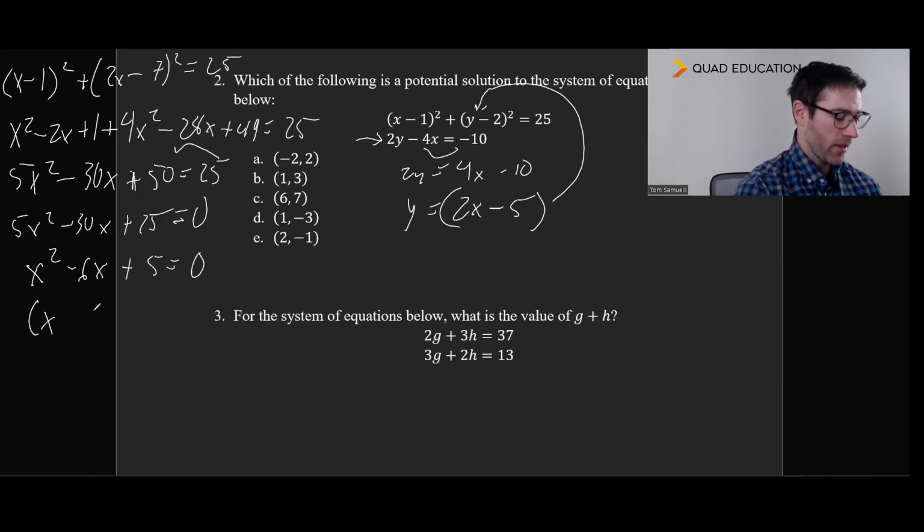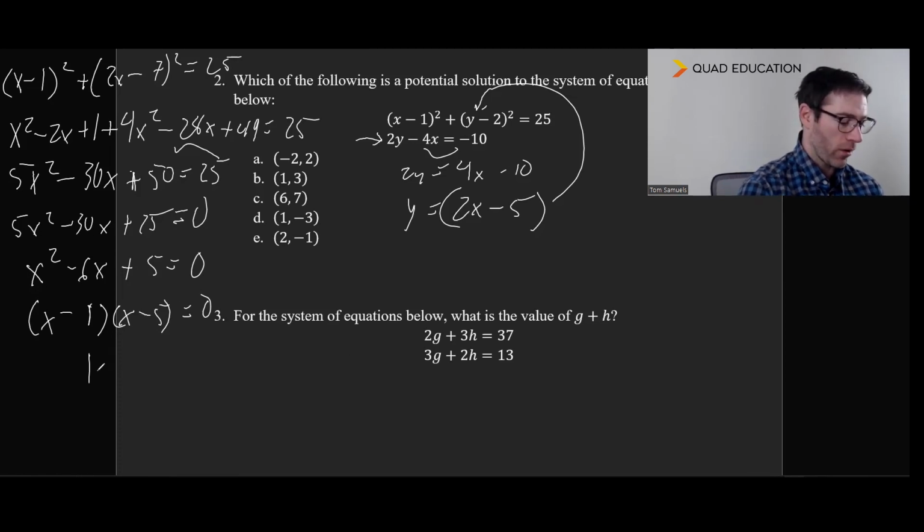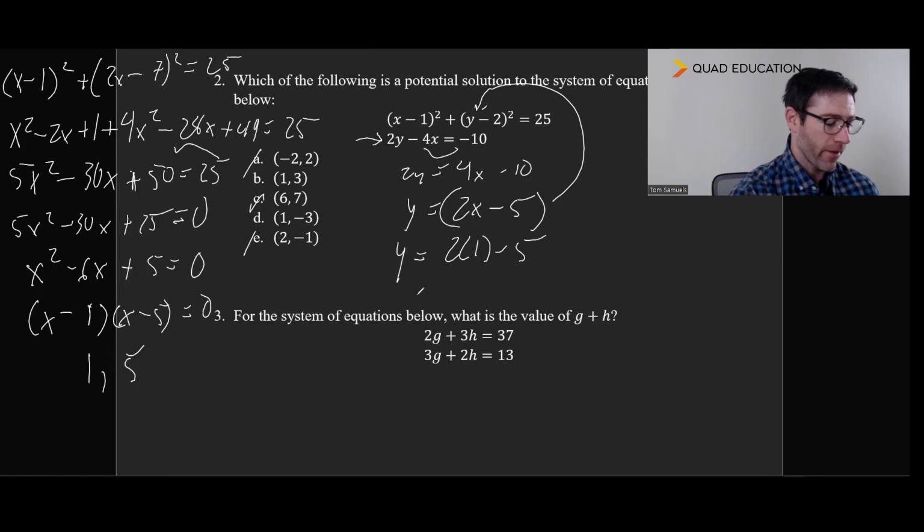And that's going to nice and neatly factor to x minus 1 and x minus 5. And so my x solutions are either going to be 1 or 5. And looking at my solutions here, that's going to get rid of everything except for b and d. And now I need to decide whether y is going to be 3 or -3. And that's really straightforward. I already know y equals 2x minus 5. And so then I'm just going to put in 1 right there. 2 times 1 minus 5. And that's going to be -3.